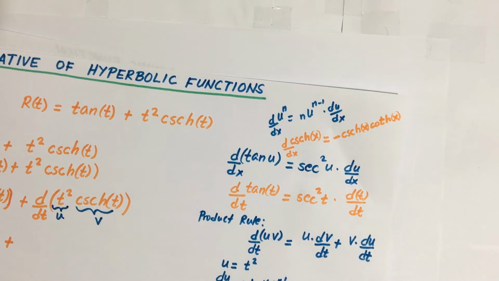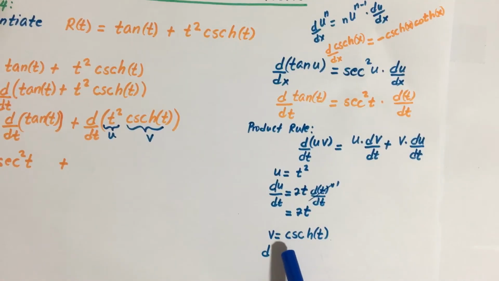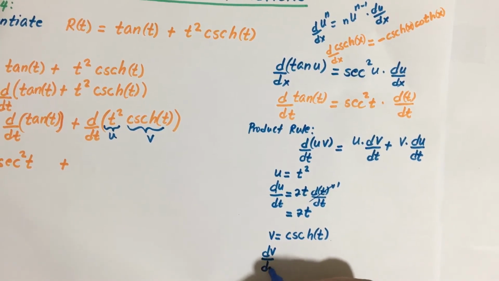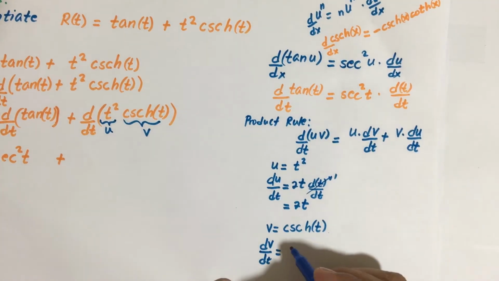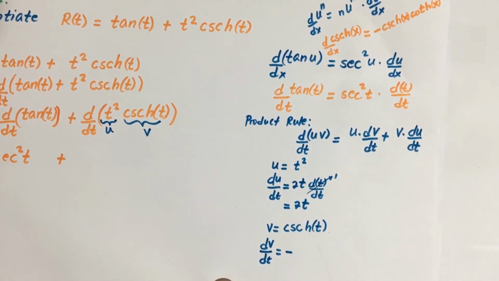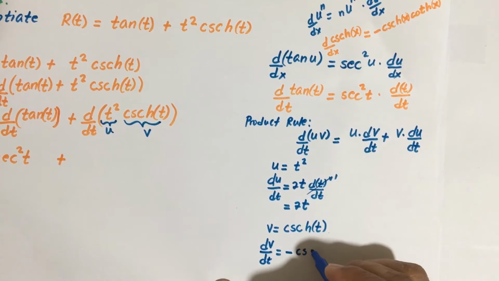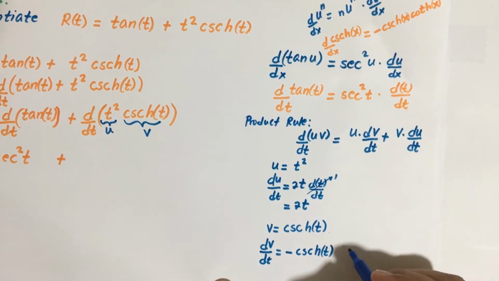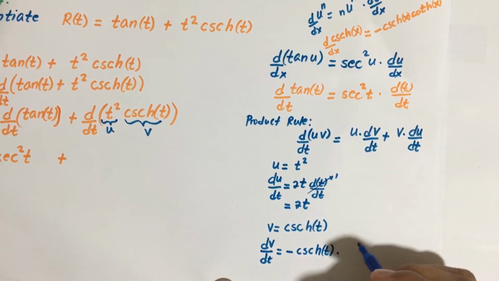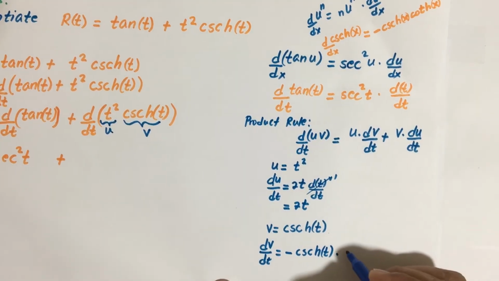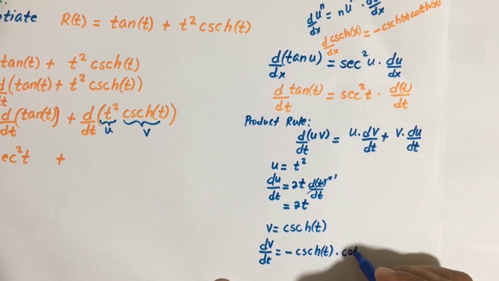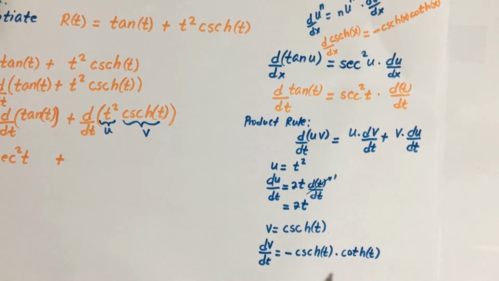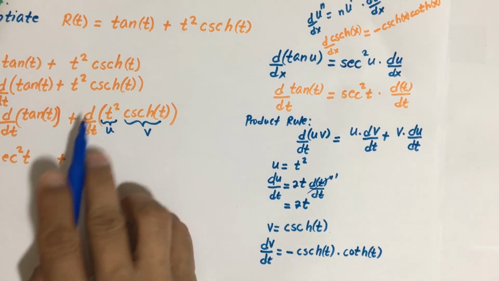Okay, so we will use that formula for our dv over dt. The derivative of v with respect to t is equal to, following the formula, minus hyperbolic cosecant of t, then times hyperbolic cotangent of t. Okay, and just simply substitute this into our product rule.